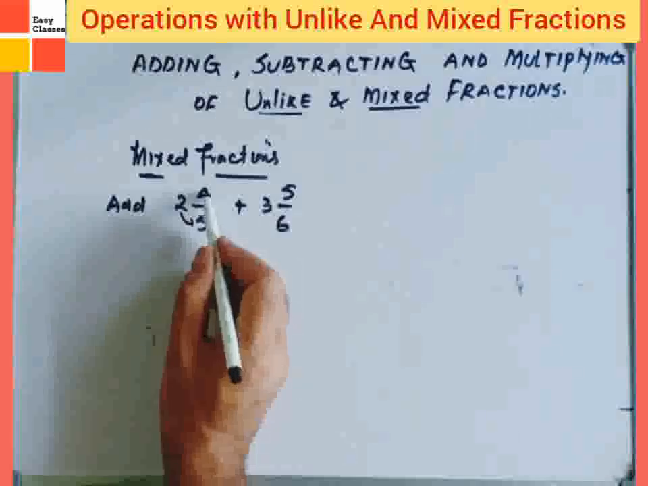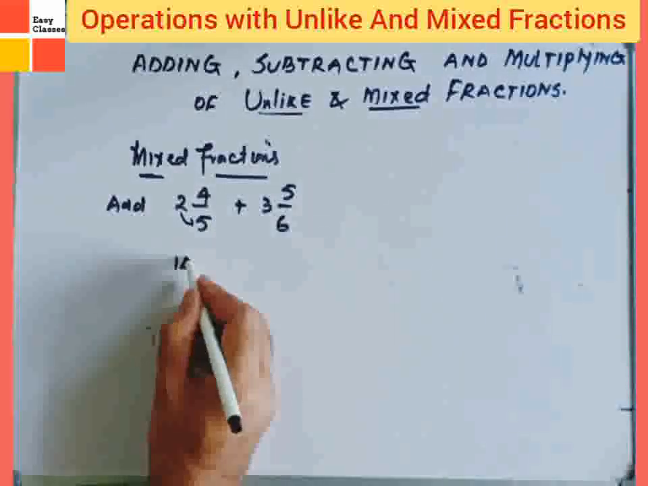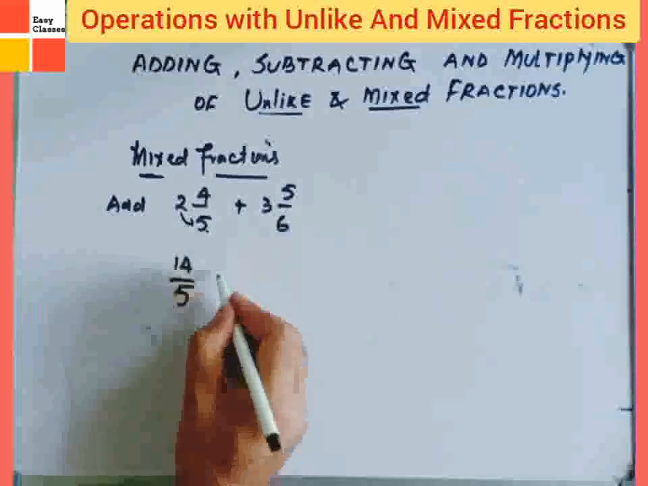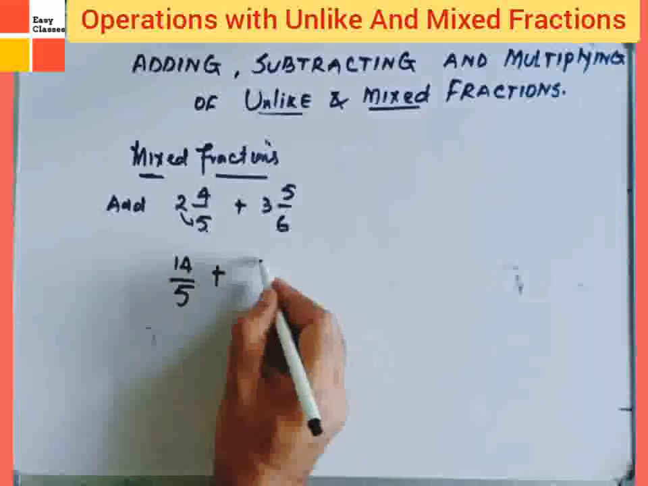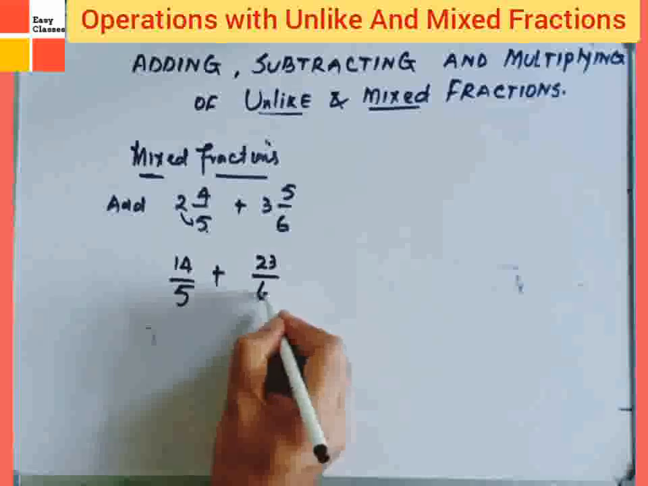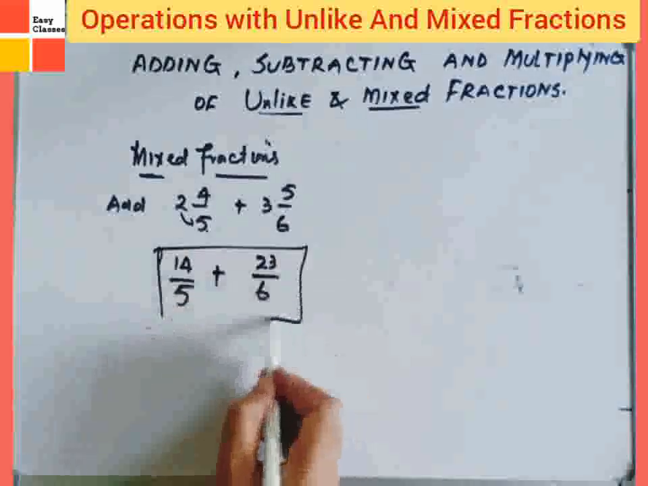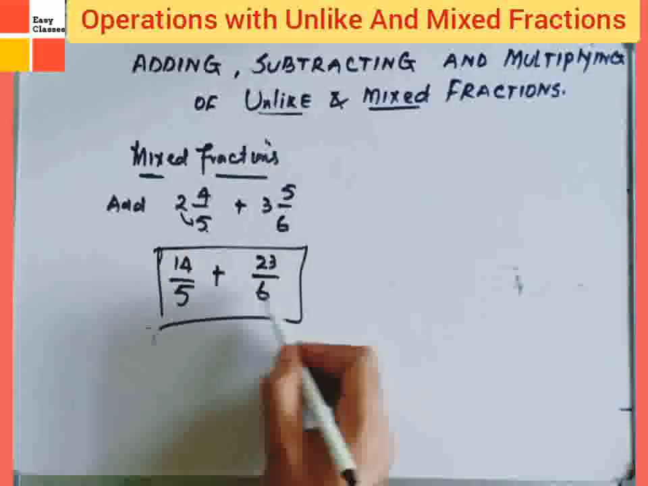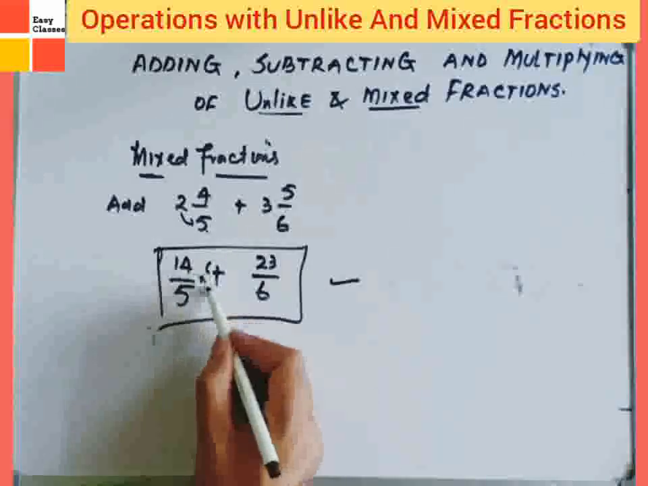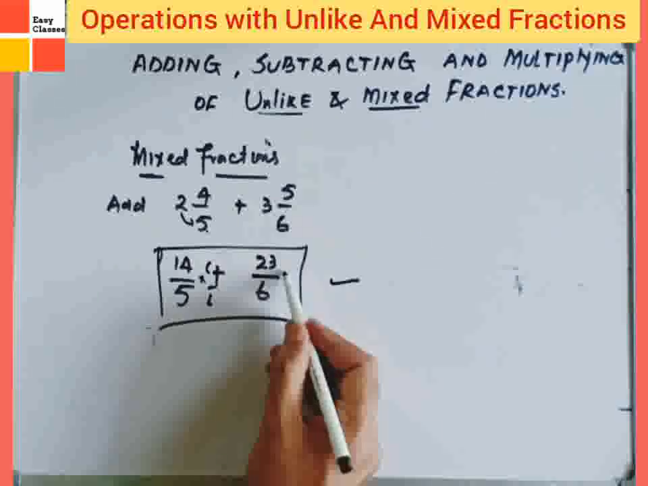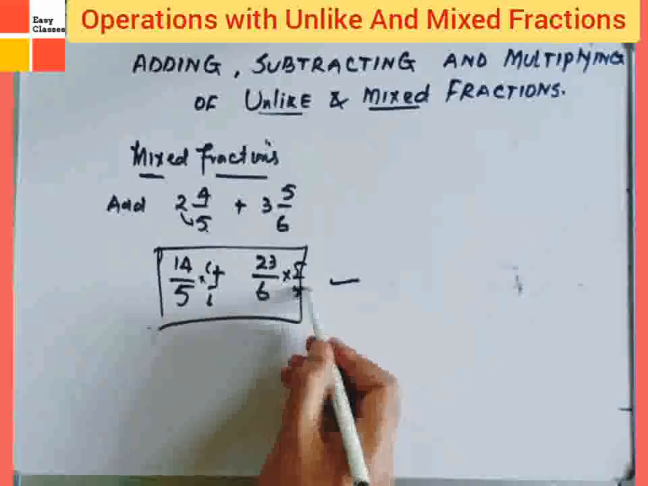2 5s are 10 plus 4, that's equal to 14 divided by 5, this denominator, plus 3 6s are 18 plus 5 is equal to 23 divided by 6. Now you can multiply these two by taking the LCM of 5 and 6, or multiplying this by 6 to its numerator and denominator, and this fraction by 5 to its numerator and denominator.